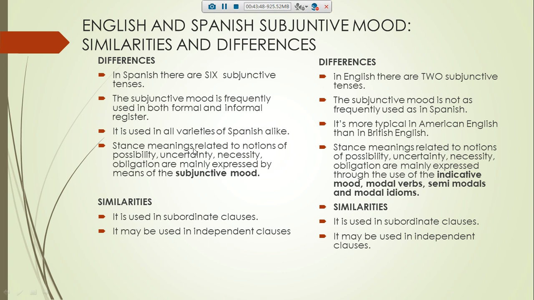Stance meanings related to notions of possibility, uncertainty, necessity, obligation are mainly expressed by means of the subjunctive mood. This is a very important difference. That's why there are so many tenses in the subjunctive mood in Spanish, because we use it all the time and to express many nuances of meanings. In English, stance meanings related to notions of possibility, uncertainty, necessity, obligation are mainly expressed through the use of the indicative mood, as we have seen in this presentation, but mainly by means of modal verbs, semi-modals, and modal idioms. No wonder in English, modal verbs are an issue. And in every grammar course, you will have units devoted to the study of modal verbs. Similarities. Well, in both languages, the subjunctive mood is used in subordinate clauses, and it may be used in independent clauses.